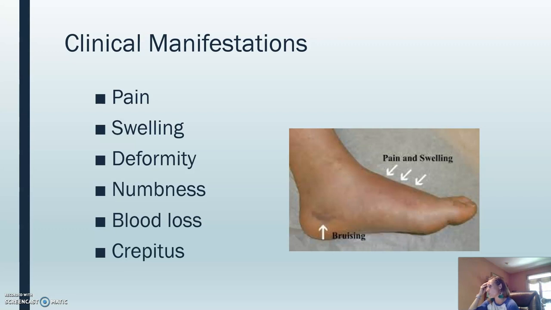That could be if it's an open fracture, but it could also be in a closed fracture. You might have a lot of internal bleeding, so if that happens, you're going to see a lot of bruising to that area. And then crepitus is bone rubbing on bone. You can feel crepitus. You can also hear it sometimes, so it kind of sounds like Rice Krispies popping. It's not the most pleasant sound.